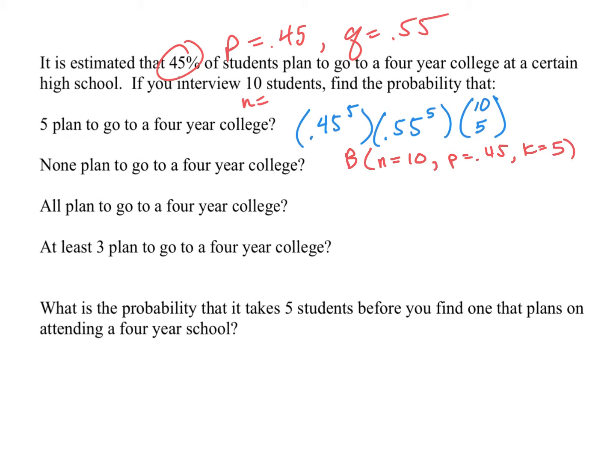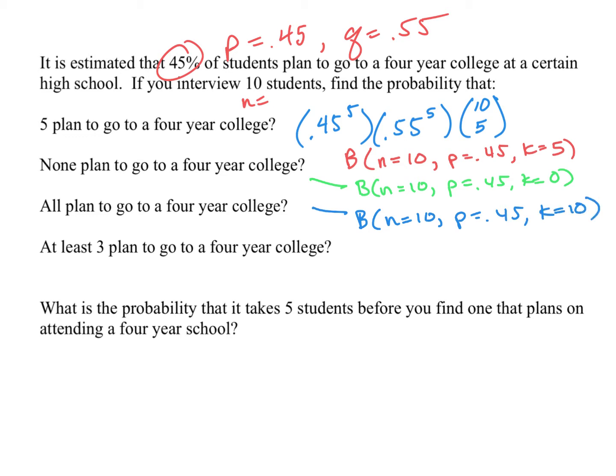Okay. Next up, none plan to go to a four-year college. For that one, we would have said binomial, n was 10, probability is 0.45, and k is 0. All of them: binomial setting, n is 10, 0.45, k equals all 10. And I'm not typing all these in. I would rely on you to be able to do that. That is something you got ready to do in the AP exam. You went to Binom PDF and typed that in.